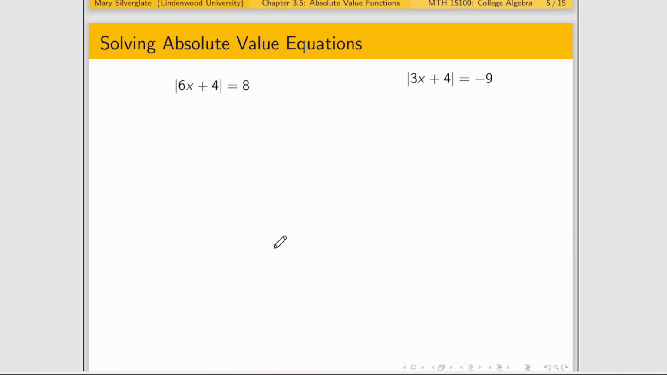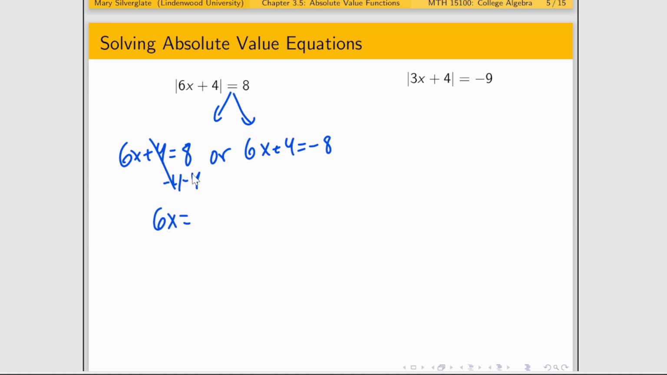For this first one, if the absolute value of something is equal to 8, then whatever that something is, it is either equal to positive 8 or equal to negative 8. Now we have two equations to solve. The first thing we want to do is undo adding 4 by subtracting 4 on both sides. Positive 4 minus 4 makes 0. I'm left with 6x is equal to 8 minus 4, which is positive 4. Then we undo multiplying by 6, so we divide by 6 on both sides. 6 divided by 6 makes 1. x is equal to positive 4/6. We can simplify this fraction because 2 goes into both 4 and 6, so x is equal to positive 2/3.